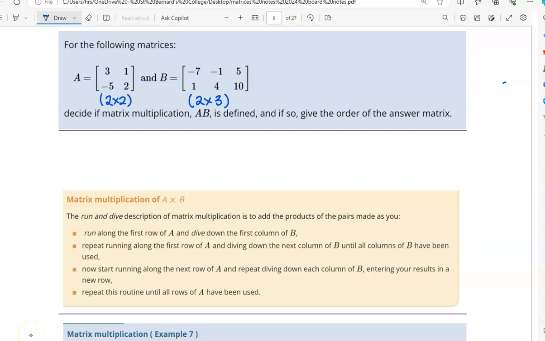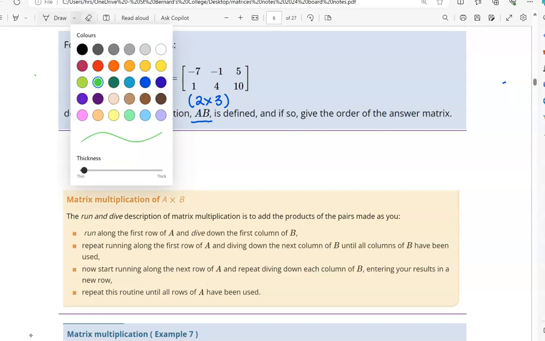Okay, so it says to decide whether matrix A, if you multiply it with B, is defined. Defined means you can do it. When they write the order like that, the order is very important, because it means we put matrix A first and then we multiply matrix B. This one was a 2 by 2 and this was a 2 by 3. Remember I said for it to be defined, these two numbers need to be the same. Are they the same? Yes. So we would say yes, it's defined.